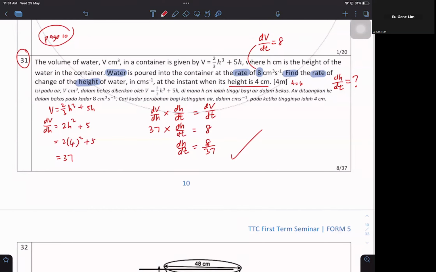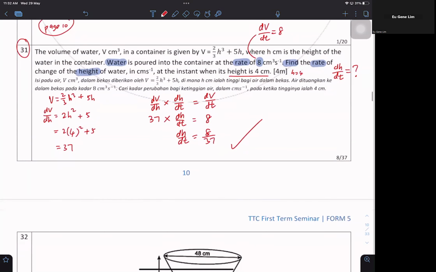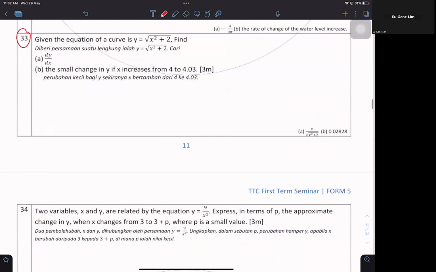Okay, next one. Now, after rate of change, we should do approximate change. Here, question 33. After we finish this, then we go and do integration. I would also like to do a bit of integration, the area and volume part. Like question 33, now this one is small change.